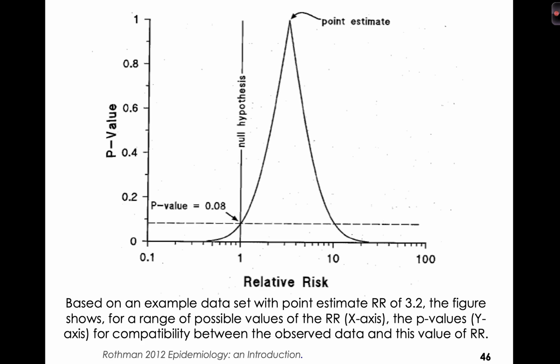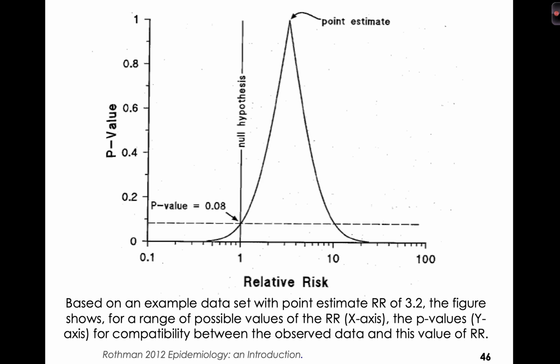This is a graphic that comes out of the Rothman epidemiology textbook. First of all, he's showing you what a p-value represents in terms of the range of possible values for a risk ratio. The top of the mountain, that little point, is your point estimate. Given the data that you've sampled and calculated that point estimate from, that is the most likely value, so it's getting the highest probability.